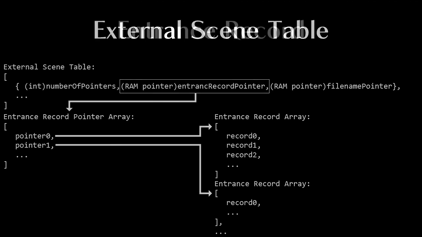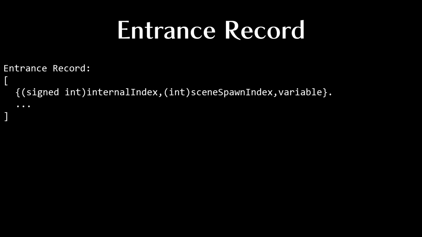Let's take a quick look at an entrance record. Each one is made up of 3 values: the internal scene table index, the scene spawn index, and a variable which contains various settings. For this video, I'm not going to cover the internal scene table. However, I would like to note that the internal scene index is signed, so the game takes the absolute value here to get the index that it will use to look up in that table. And with all that, that pretty much explains how the exit values are working for the external scene table.